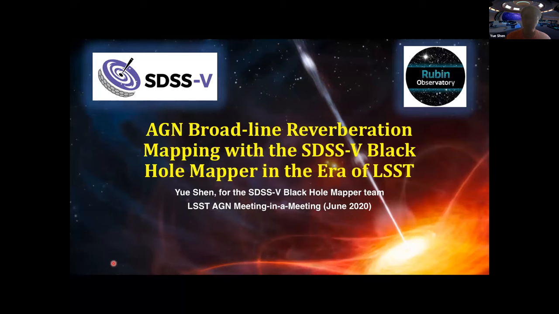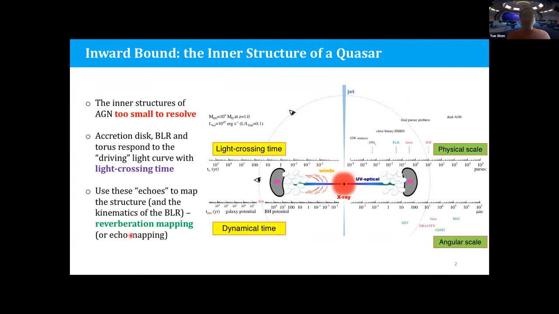All right, so first let me give some context. This schematic on the right shows the structure of a quasar or an actively accreting supermassive black hole. Now, reverberation mapping concerns the inner regions of AGN or quasars, and those are the structures that are deep within the sphere of influence of the supermassive black hole. The spatial scales of those inner regions, including the X-ray corona, the accretion disk, the broad-line region, and the torus, are too small to be directly observable.